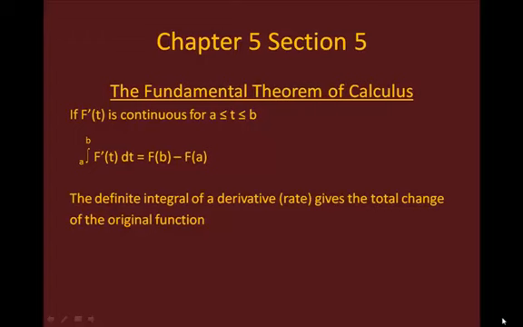If f prime of t is continuous for t between two numbers, a and b, then the integral from a to b of f prime of t dt, so a rate, will equal f of b minus f of a, which is going to be the original function before you had the derivative at b minus the original function at a. The definite integral of a derivative gives the total change of the original function.